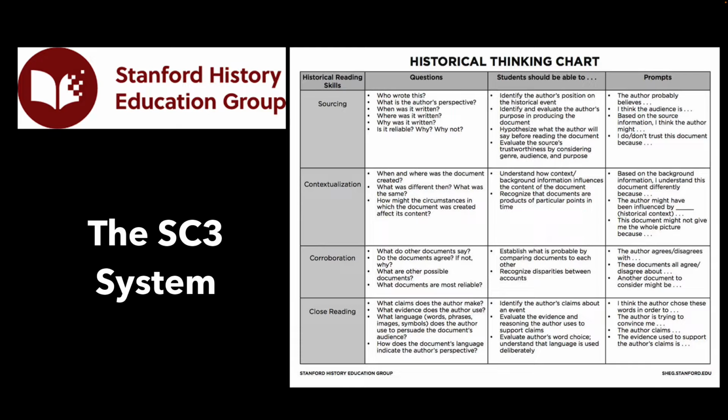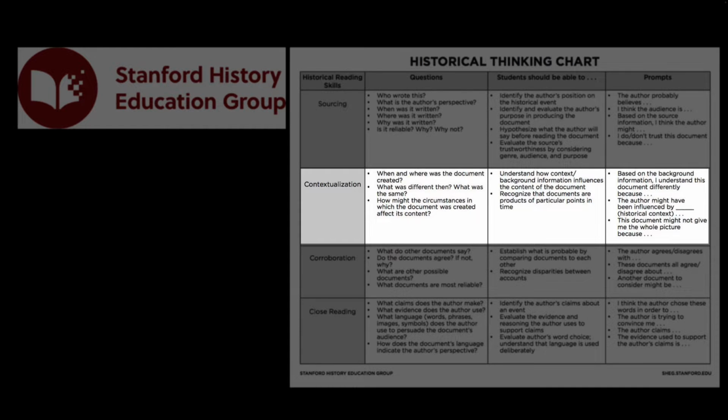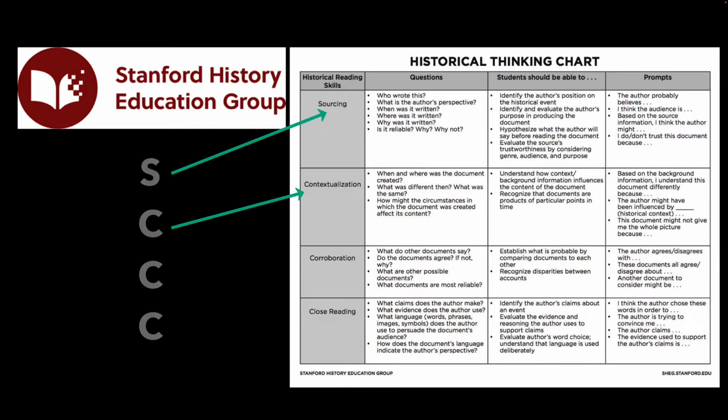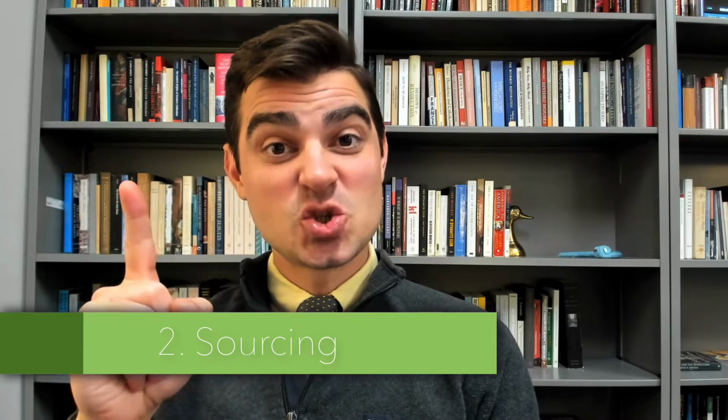Included in this way of historical thinking, right, in this way of approaching primary sources, is the work of sourcing, contextualization, corroboration, and close reading. So this is going to be the way that we approach analyzing primary sources in this class. And frankly, it's just a good way to do it in general when you go forward in other history classes. The first part is sourcing.